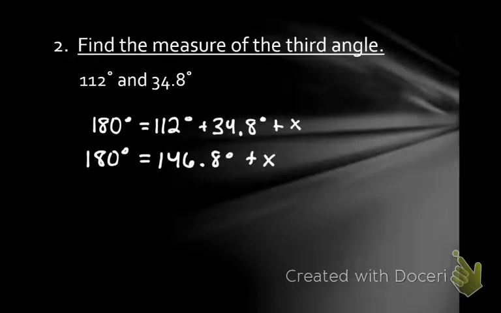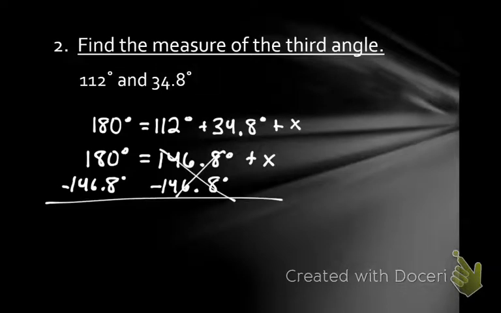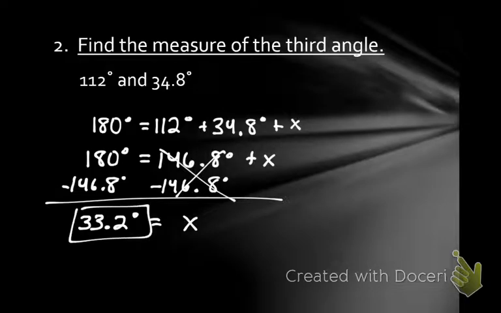All right, how do I get x by itself? That is correct. We've got to subtract so that we can get that x all by itself. When I subtract it on the right side, what do I get? 33.2 degrees. All right. Now, if I were to take this and add it to those other 2, what should it equal? 180 degrees. Why should it equal 180 degrees? Because that's how much a triangle is.